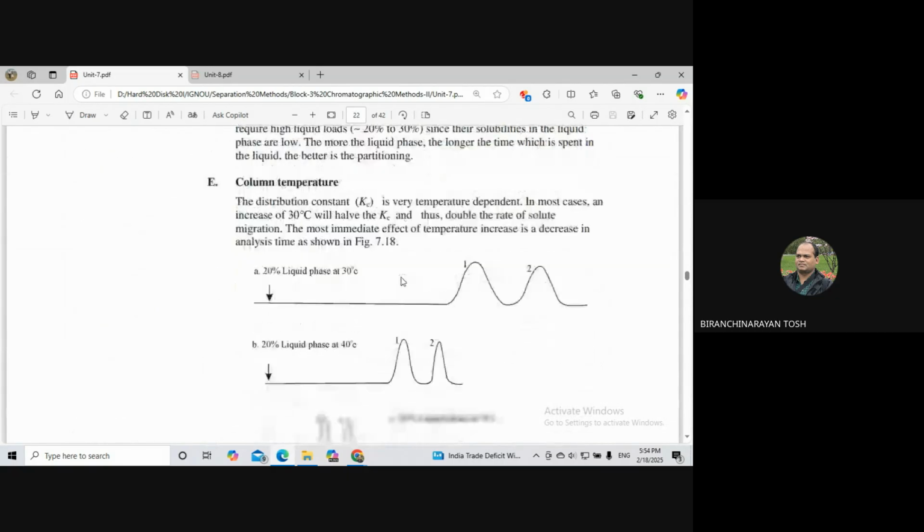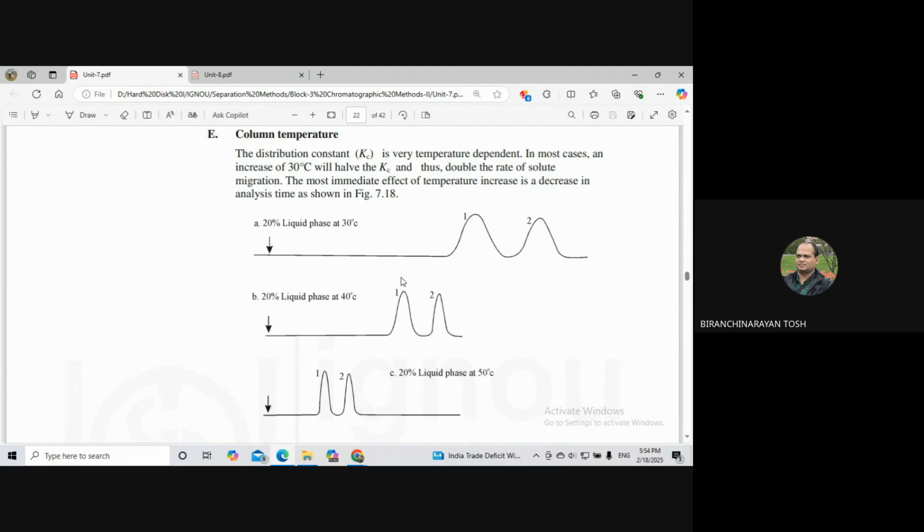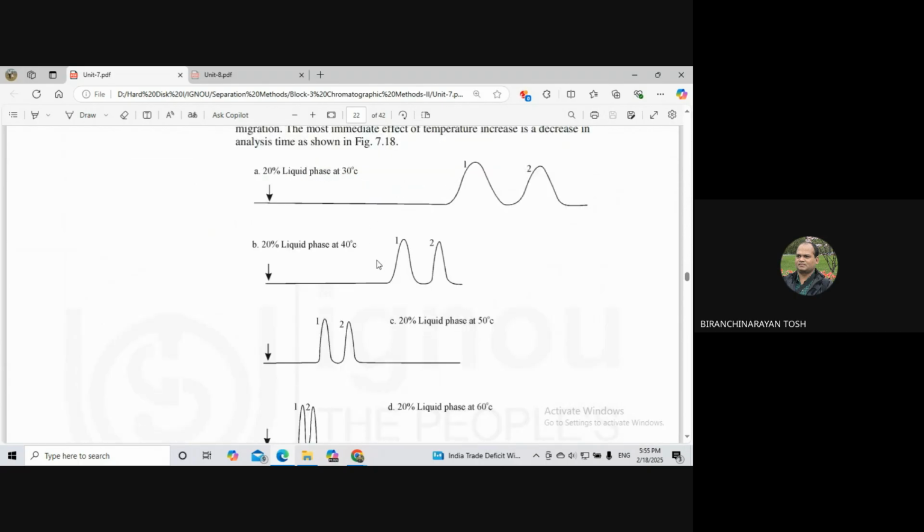In the column, temperature is a very important factor because the distribution constant Kc depends upon temperature. In most cases, an increase of 30 degrees Celsius will halve Kc and thus double the rate of solute migration. So the most immediate effect of temperature increase is a decrease in analysis time. If you increase the temperature, analysis time decreases.